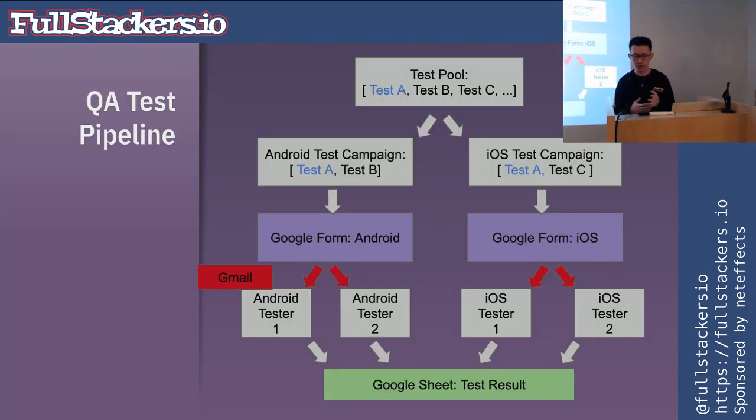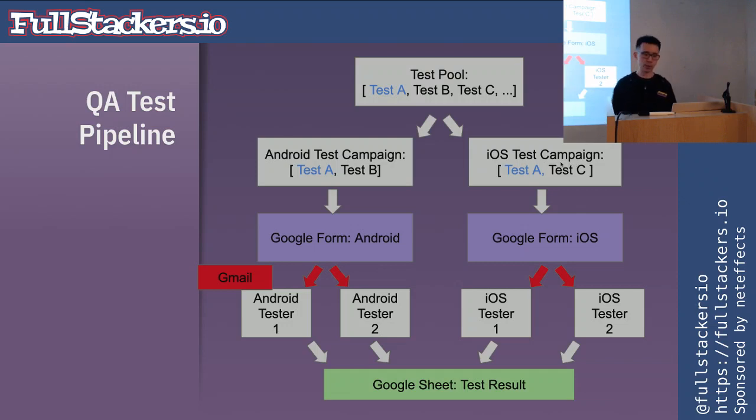This is an illustration of what that infrastructure looks like. So let's say I'm scheduling a release, a pool of tests that needs to be run. Let's say it's test A, B, and C. And then test A is shared between platforms, so it needs to be run on both Android and iOS. And B is Android specific, C is iOS specific.